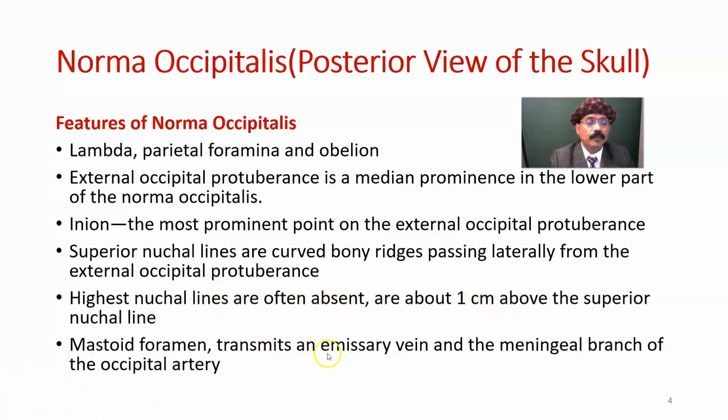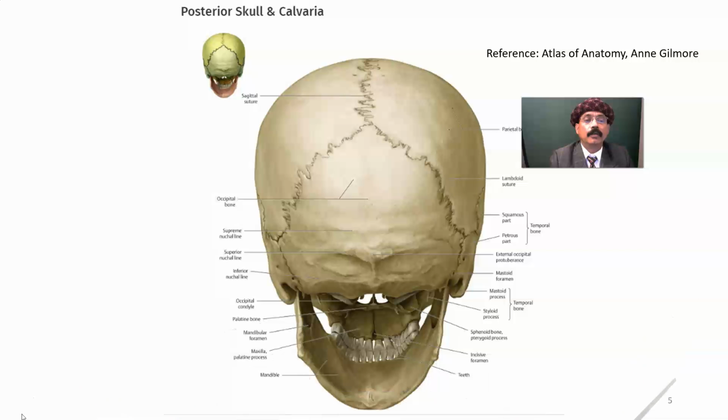The mastoid foramen transmits an emissary vein and the meningeal branch of the occipital artery. Remember the contents of the mastoid foramen. Here is the mastoid foramen, and another one is here. The mastoid foramen is for the passage of the emissary vein and the meningeal branch of the occipital artery.